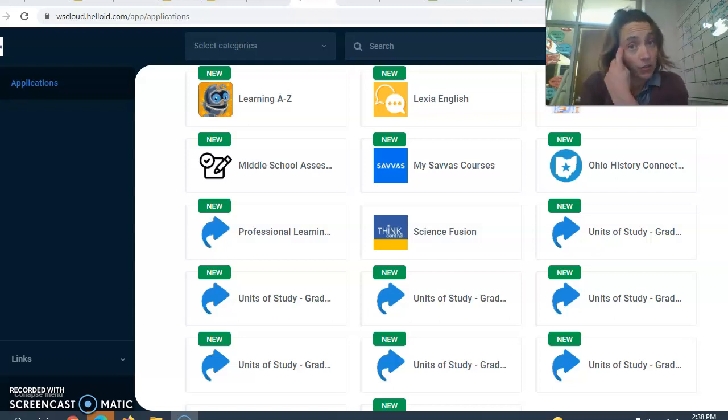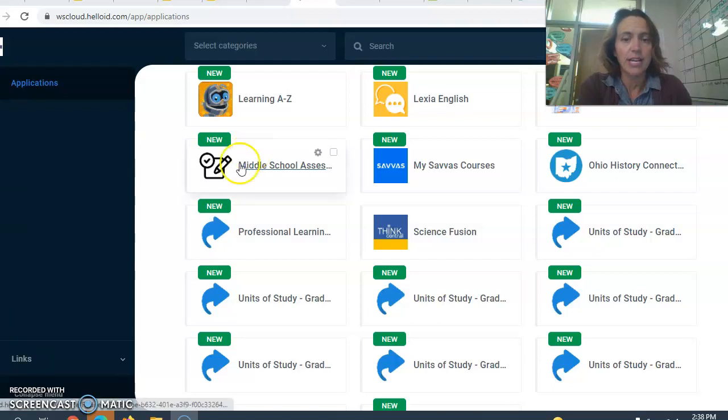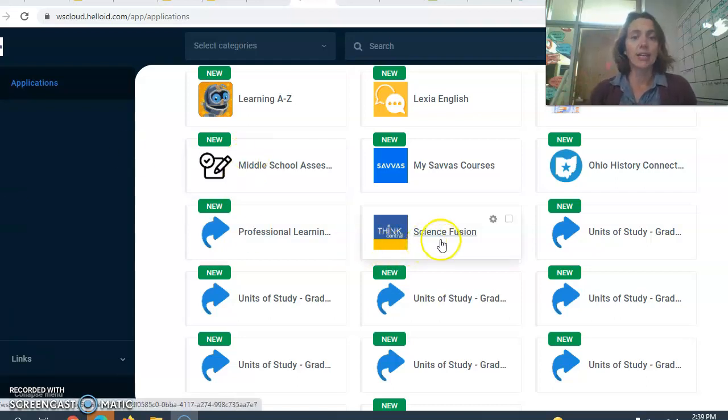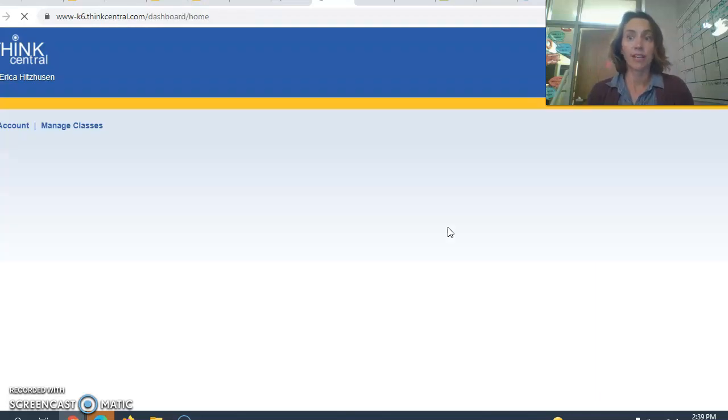First, you have to get to that virtual lab, which is not the easiest thing to find. So you are going to go to Hello ID. You're going to click on the Think button, Science Fusion, and select. This page looks different on my teacher screen than it will on your student screen.